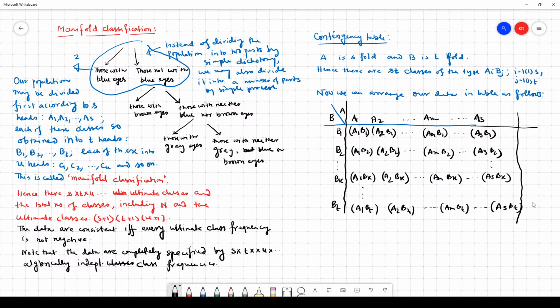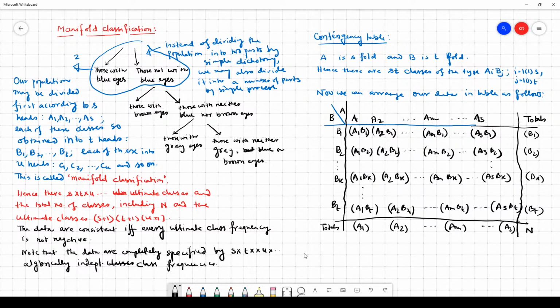And these are the marginal frequencies. This is B1, B2, BK, BT, and A1, A2, AM, AS, and N is the total frequency. Such a table is called a contingency table.